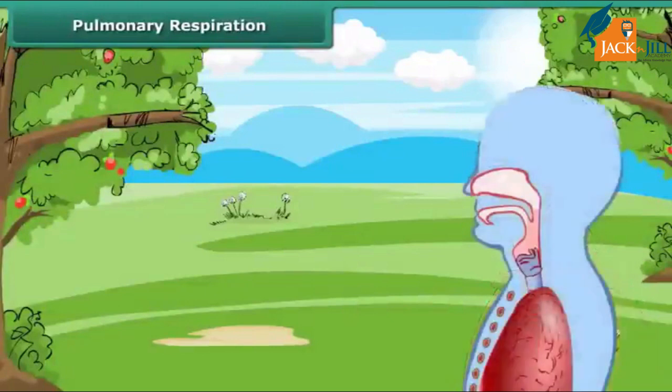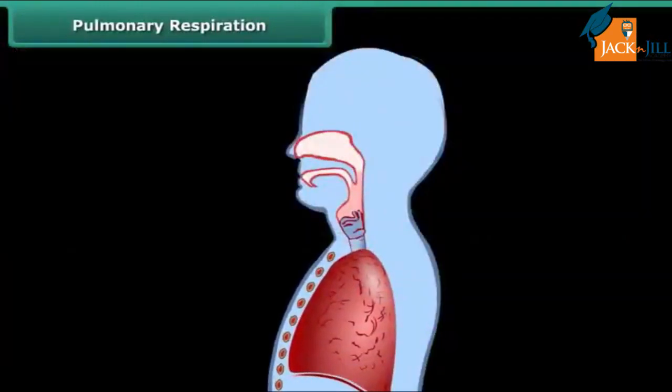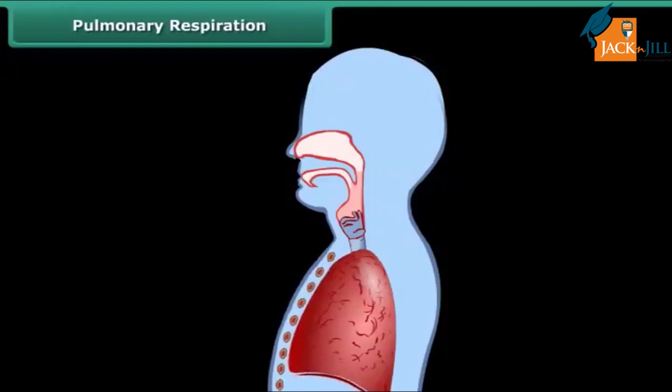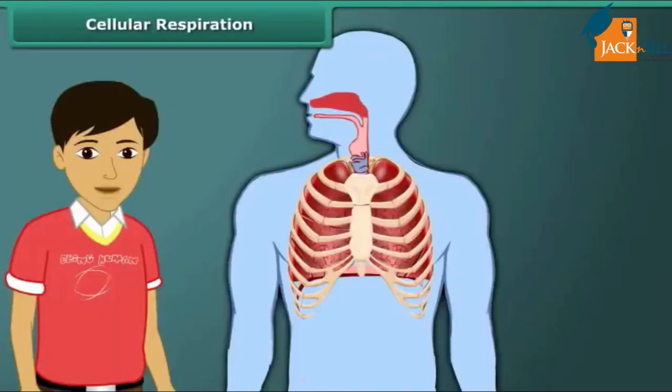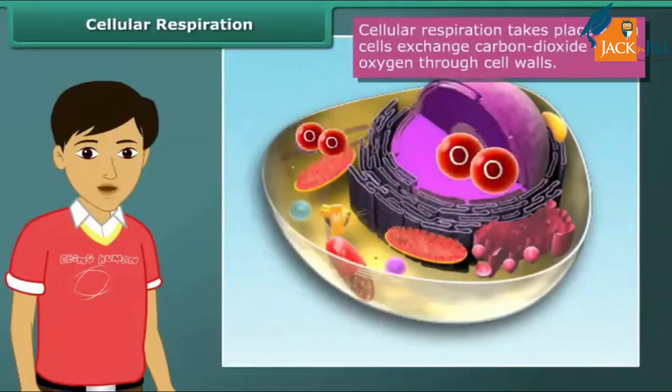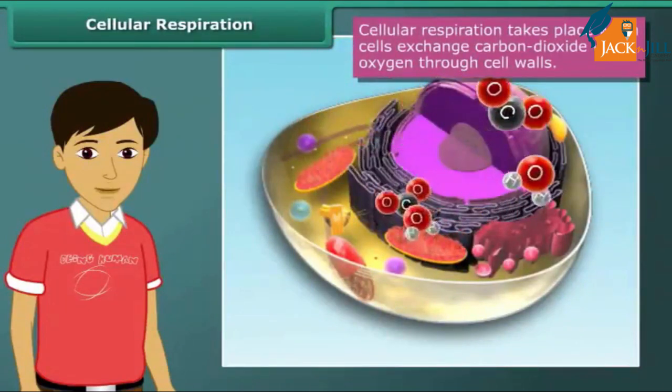During inhalation, the chest rises as the lungs are filled with oxygen, whereas during exhalation, the chest falls as the carbon dioxide is emptied from the lungs. Such visible breathing is known as external or pulmonary respiration. We will now look at internal or cellular respiration. In this process, cells present inside the human body exchange unwanted carbon dioxide with the essential oxygen through cell walls.